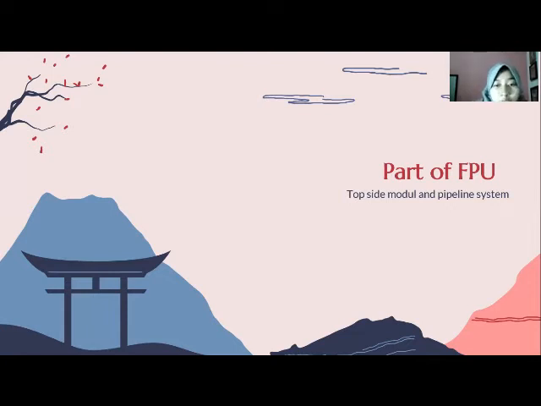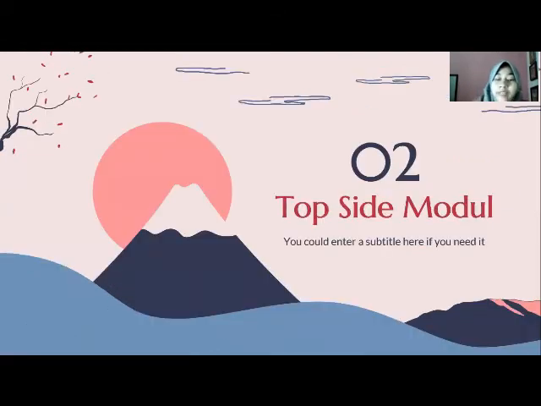Topside modules on a floating production unit are very varied, with supporting facilities and equipment which could help solve and treat problems related to flow assurance. Topside module.